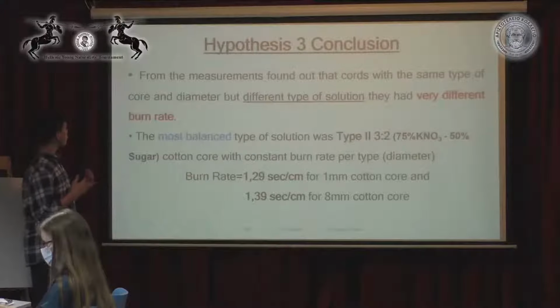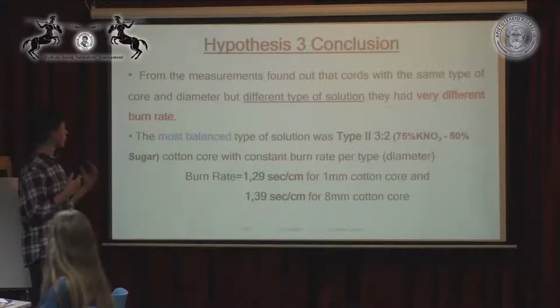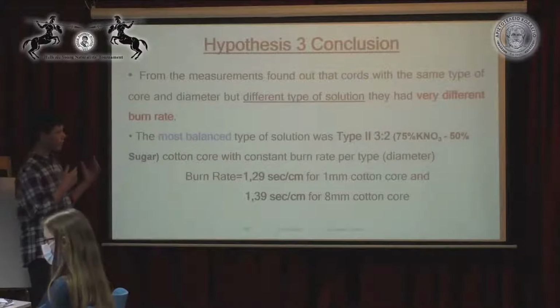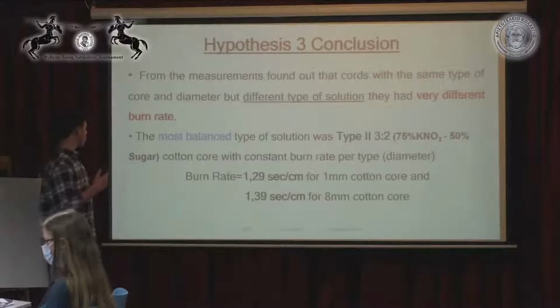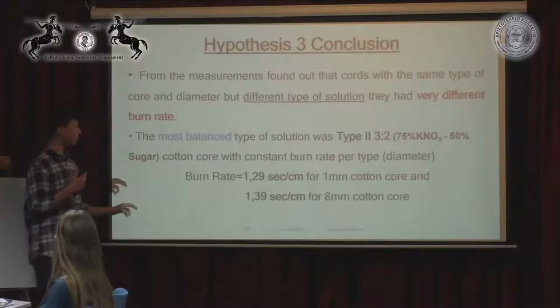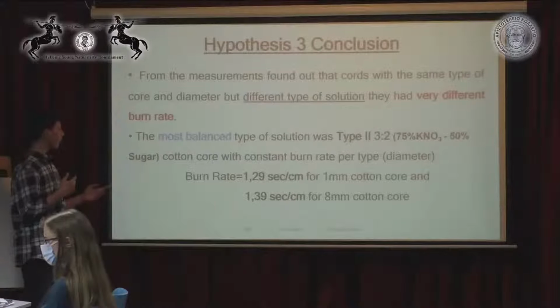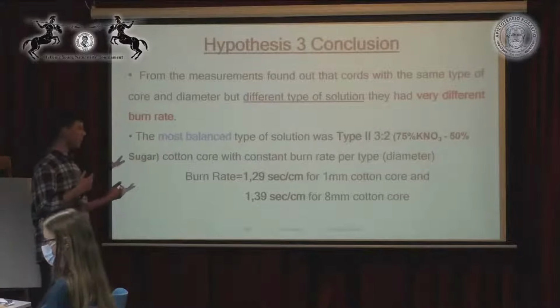So my conclusion is that from the measurements I found out that cores with the same type of core and diameter but different type of solution had different burn rates. The most balanced type was the 2:3:2 ratio, with a cotton core and a constant burn rate. The burn rate was 1.29 seconds per centimeter, and 1.39 seconds per centimeter in the 8 millimeter core.